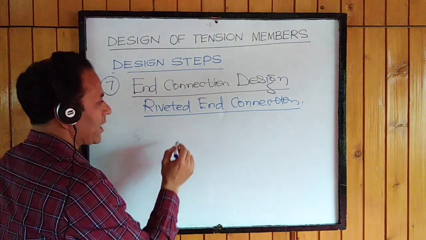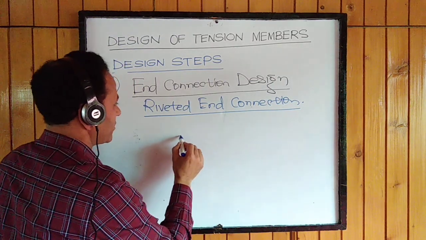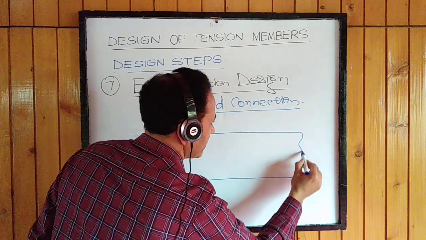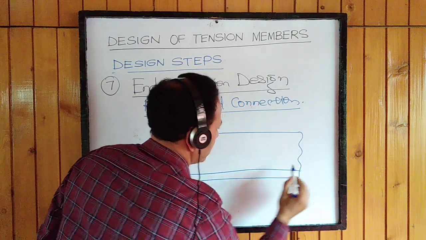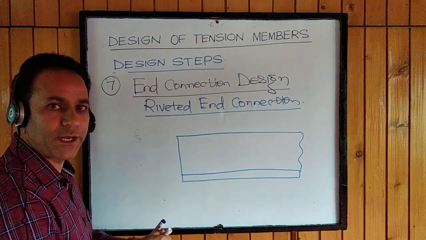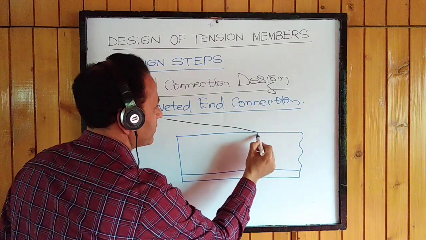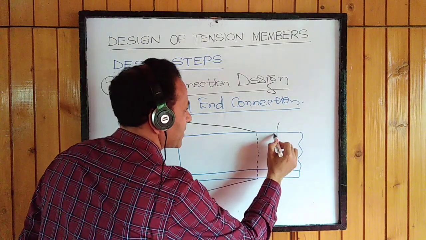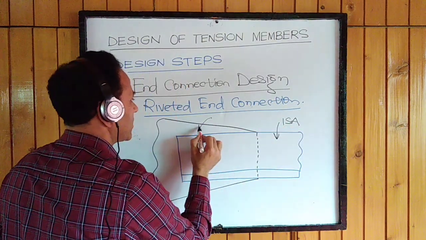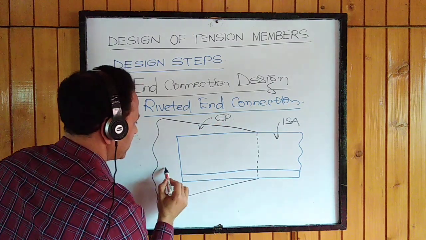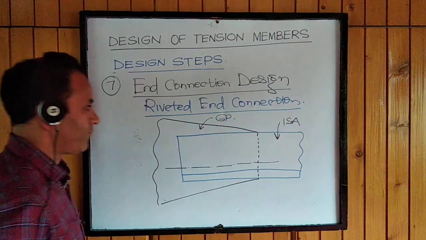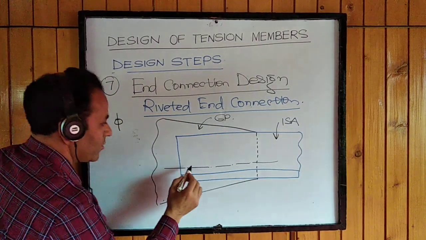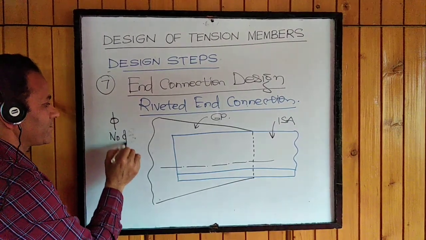what we have to calculate, say, if I draw the elevation of this particular member, this is the angle section selected. At the ends, it is going to be connected to a gusset plate. So this is the gusset plate. This is ISA. This is the gusset plate. This is the CG. For the end connection, we will have to design the diameter of the rivets. We will have to design the number of rivets.